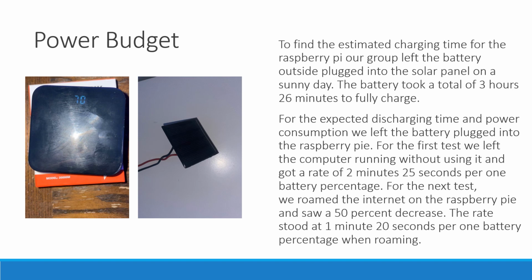For the expected discharging time and power consumption, we left the battery plugged into the Raspberry Pi. For the first test, we left the computer running idle without using it, and got a rate of 2 minutes and 25 seconds per 1 battery percentage decrease. For the next test, we roamed the internet on the Raspberry Pi and saw a 50% decrease from the first test. The rate stood at 1 minute and 20 seconds per 1 battery percent decrease when roaming. Conclusion: the power consumption depends solely on the amount of usage happening on the Raspberry Pi.